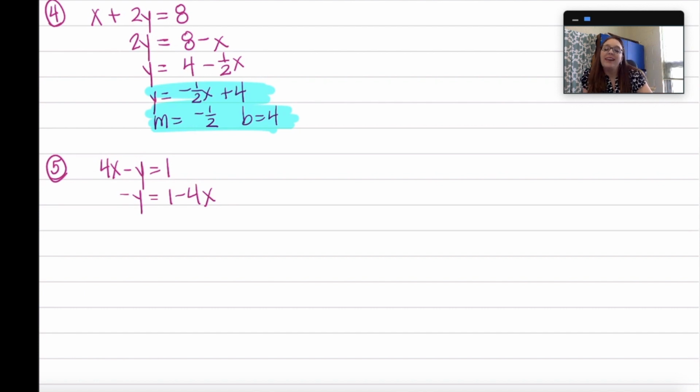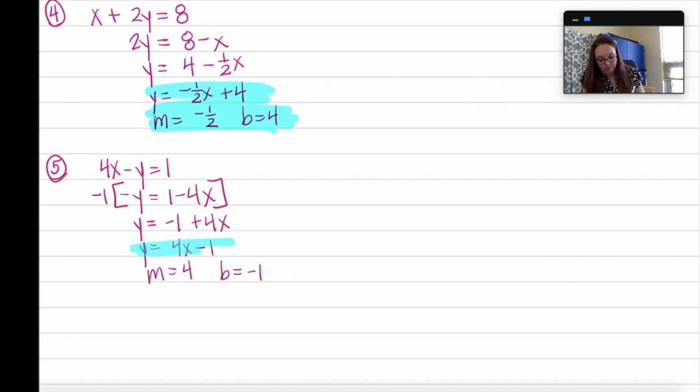All right, so I'm left with negative y equals 1 minus 4x. That's the same as negative 1y. So one way to get rid of that, and I will write this step down, is I could just multiply the entire equation through by negative 1, which just changes the sign of everything. So that'd be y equals negative 1 plus 4x. And now when I flip-flop, that's y equals 4x minus 1, which means that my slope is 4 and my y-intercept is negative 1. Okay, let's write that down on the first page.